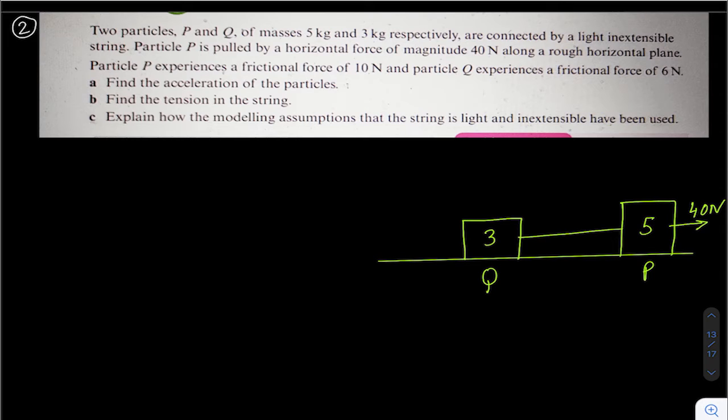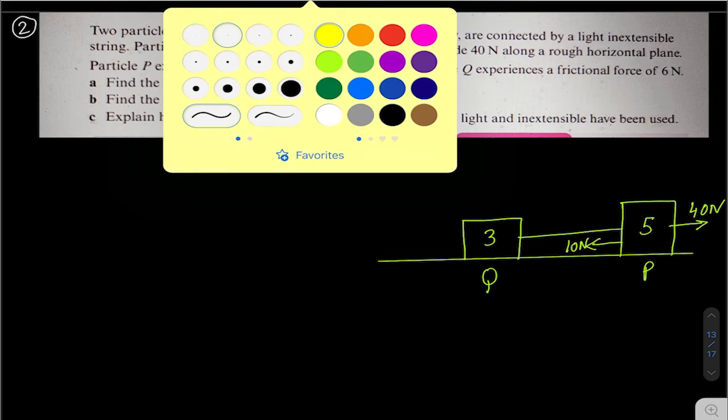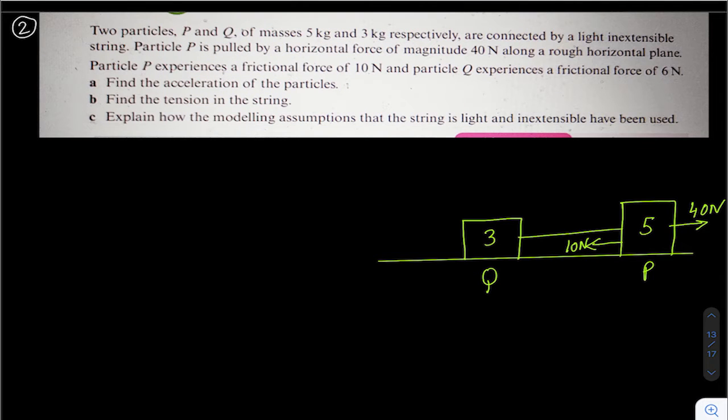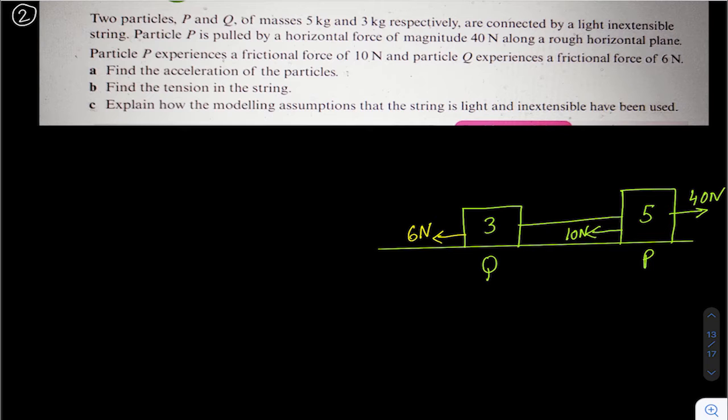The particle P experiences a frictional force of 10 newtons. So basically a 10 newton force as a frictional force is acting on P. Now on Q, a frictional force of 6 newtons is there. Okay, so this is our diagram. Once your diagram is there, 30% of the work is done. Now we have to make some equations. What are they asking? Acceleration of particle, tension in the string, and explain why the string is light inextensible.